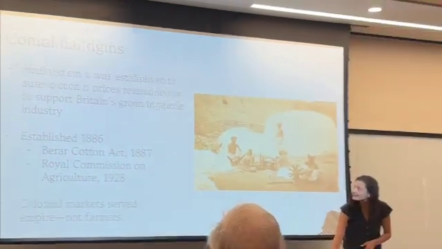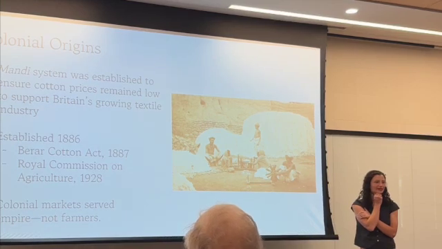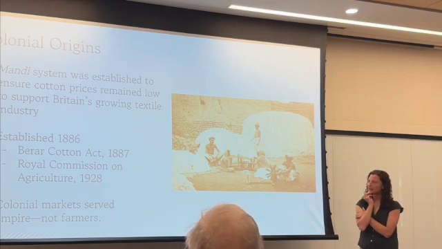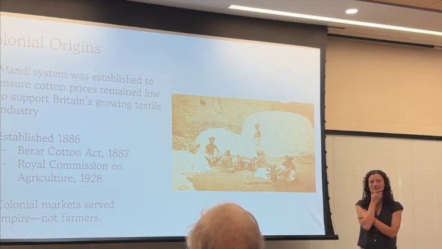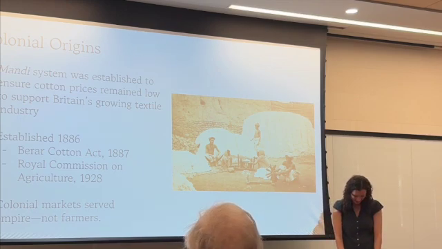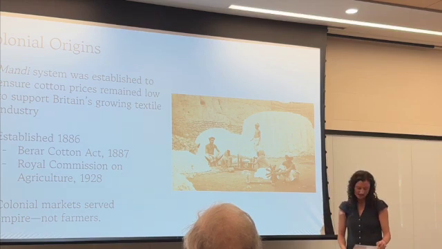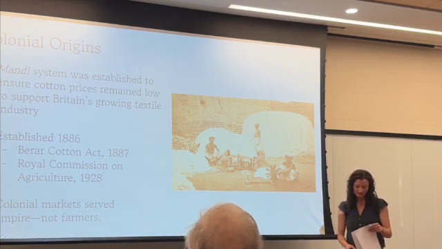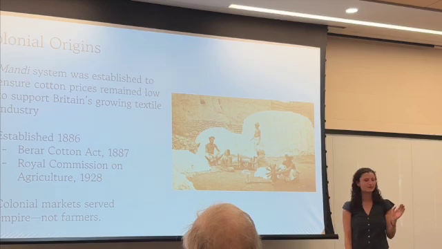Going way back, the Mandi system was established to ensure stable cotton prices for the British when India was a British colony, specifically to fuel the textile industry in Manchester. It was established in the 1800s, which shocked me when I found out it was that old. It began in the state of Maharashtra in 1886. From there, there are a few different acts, one of them being the Cotton and Grain Market Act of '87, which allowed colonial officials to designate areas as markets, known as mandis.